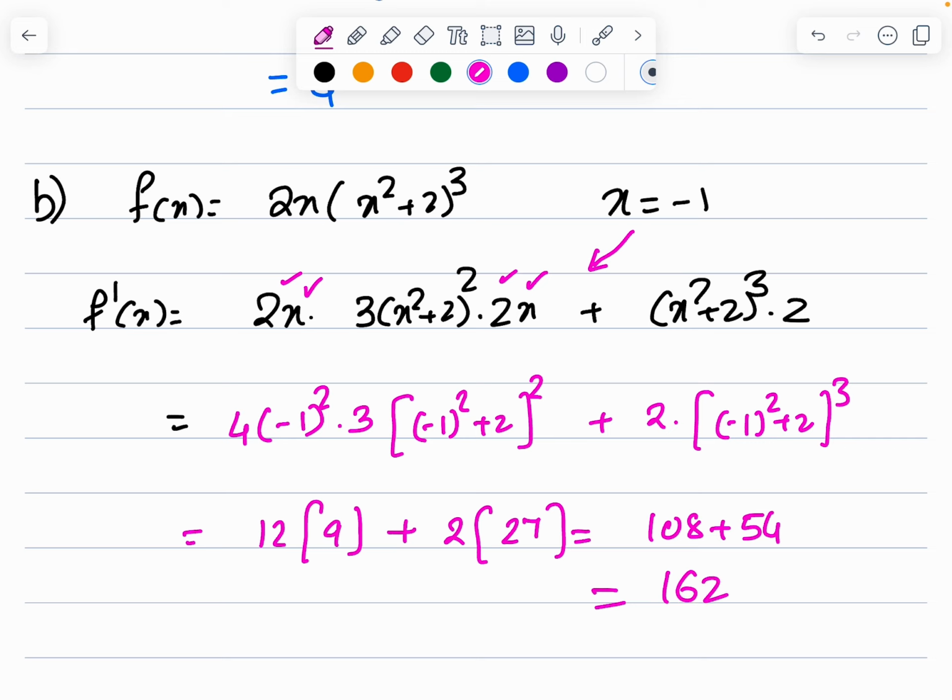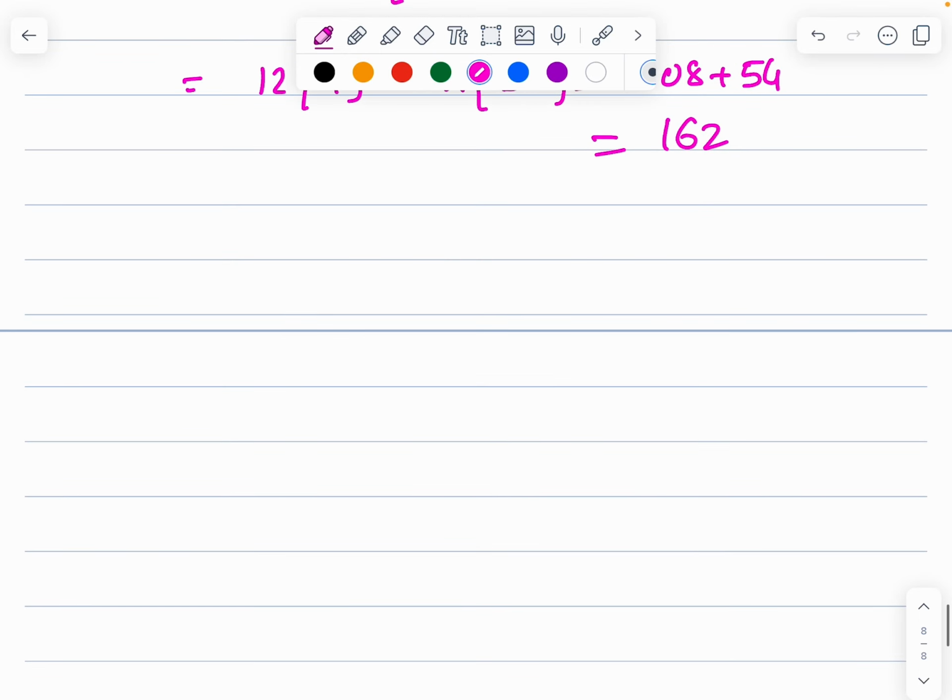So see carefully for your calculations. You can use a calculator and get it, but this is one of the ways without a calculator. If at all it is a non-calculator paper, then we are going to do it in this way.